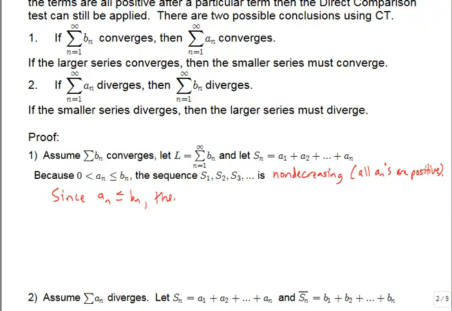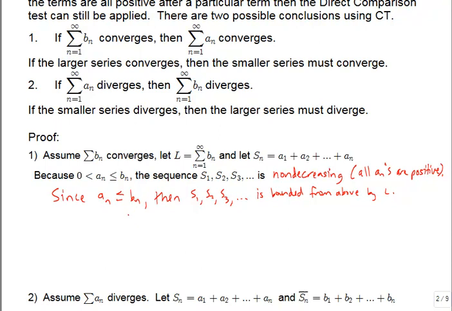So we also know that since a sub n is less than or equal to b sub n, then this sequence S sub 1, S sub 2, S sub 3, and so forth is bounded from above by L, the sum of the b sub n terms. Since these are all smaller, their sum has to be less than or equal to the sum of the b sub n's, which was L.